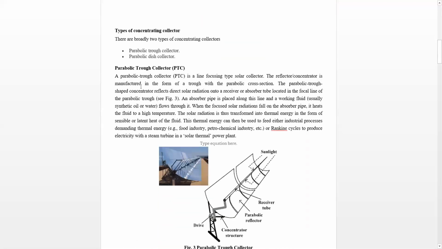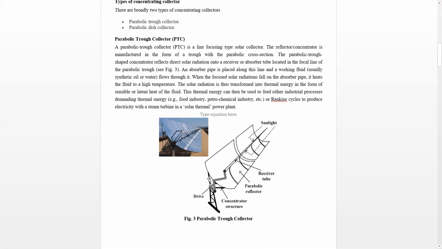There are broadly two types of concentrating collectors, although there are some other types as well. Parabolic trough collector, trough means channel, and parabolic dish collector. So here in this diagram, a parabolic trough collector is shown. You can see that its cross section is parabolic. A parabolic trough collector is a line focusing type solar collector.